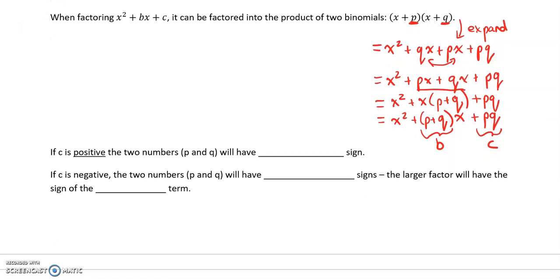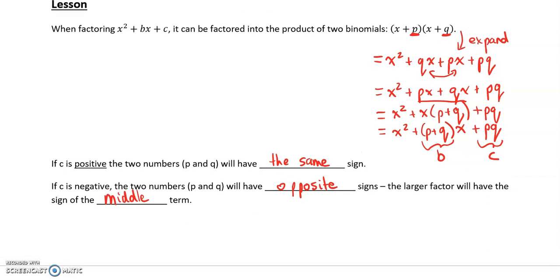If c is positive, meaning if that last term is positive, then what's going to happen is the two factors will have the same sign, as we'll see that in a minute. If c is negative, the two numbers, the two factors, will have opposite signs. The larger factor will have the sign of the, what do you think? It's the middle term. Rather than memorizing those, let's just see how this works out in a few examples together.